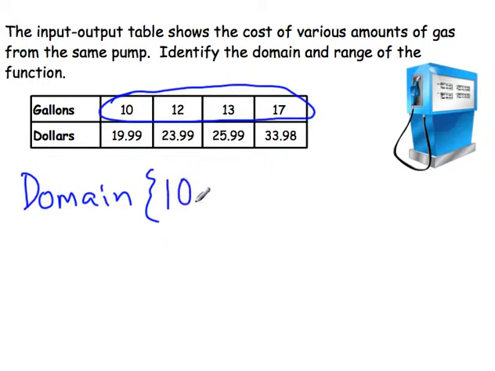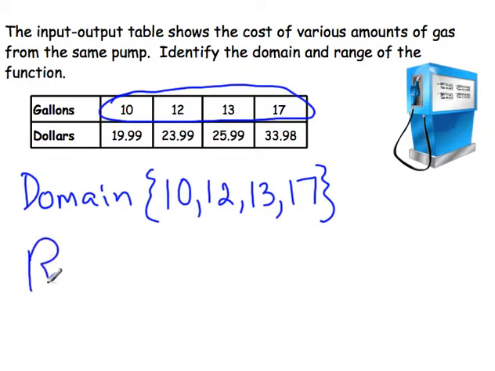I use the squiggly bracket to show that it's a set, and then I just put those numbers into the set. Now, if you ever have the same number occurring more than once, you only need to write that number once in the set of brackets, okay? Then our outputs are the range, okay? And the output for this problem is going to be the dollars, okay? Because that's what comes out. You have to pay the money.